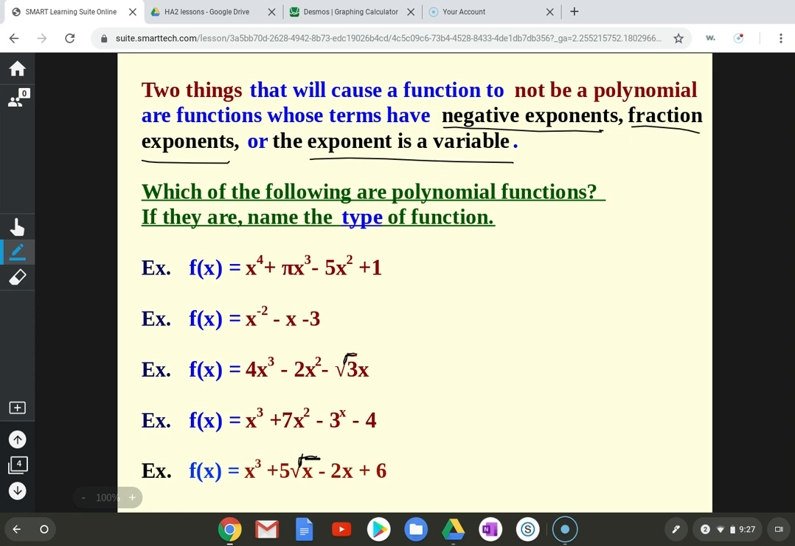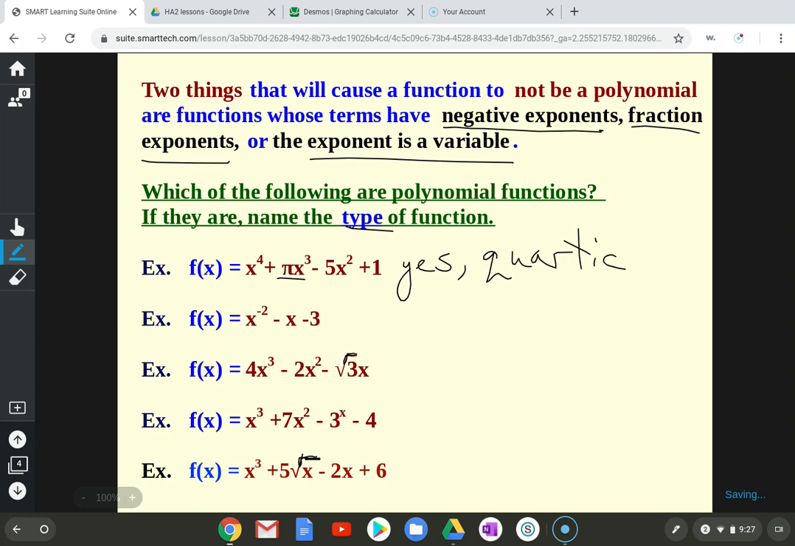So for this first one, we have x to the fourth plus pi x cubed minus 5x squared plus 1. Is the pi a real number? Absolutely. Pi is a real number. It's not rational, but it's real. So we are good here. So yes, this is a polynomial. What type of polynomial is it? It is a quartic because the degree is 4.